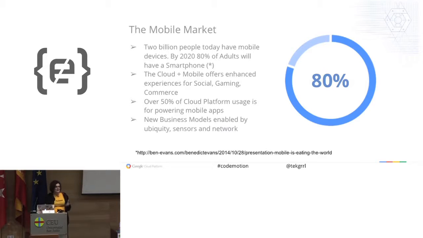Over 50% of our Google Cloud Platform usage goes towards powering mobile applications. And we have a couple of really, really big customers that account for much of that. And new business models are coming up every day. These are going to be enabled by things like sensors and the ubiquitous nature of mobile devices.